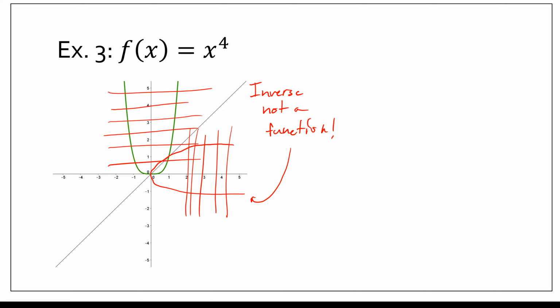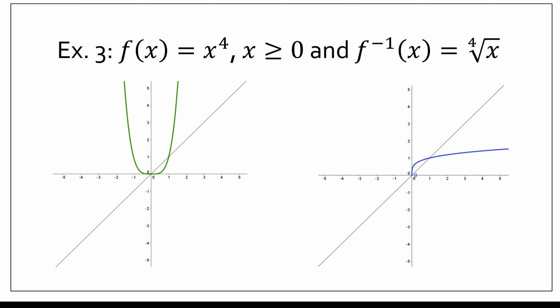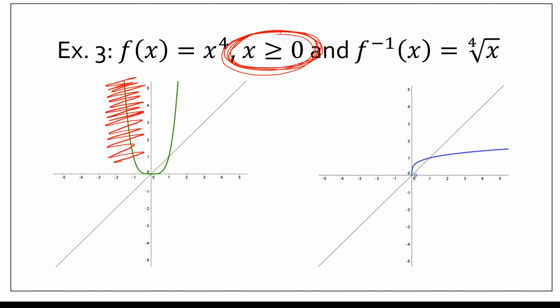So, what I need to do in order to get an inverse is I need to restrict the domain. So here's my strategy. I'm going to restrict the domain. So let's say that x is only greater than or equal to 0. If x is only greater than or equal to 0, I'm only looking at this part of the function. I'm not looking at this part of the function that has x less than 0.